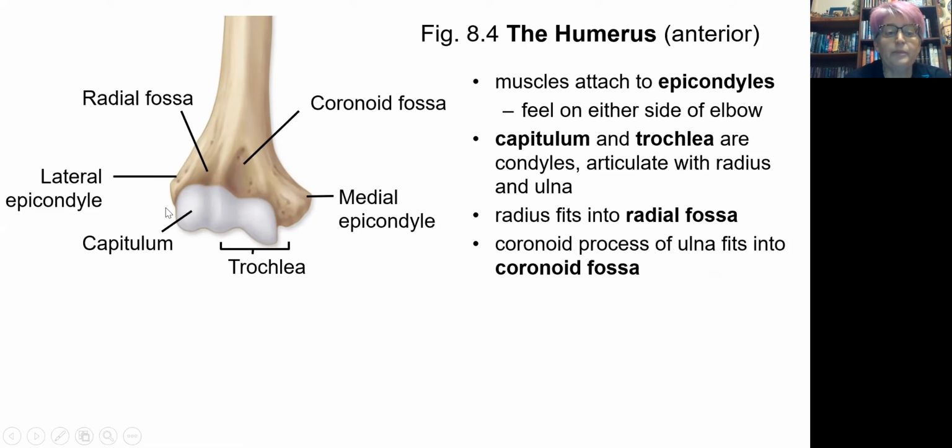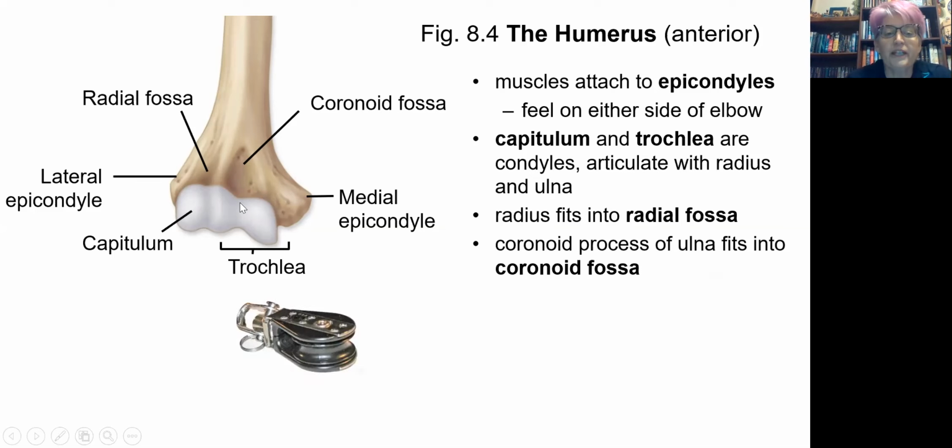So this one is the capitulum, it's on the lateral side. The radius is going to articulate with the capitulum. And when your elbow is bent, the head of the radius fits into this radial fossa. So that'll make sense. On this side, we have the trochlea. The trochlea is, this whole thing is one condyle that has a groove in the middle. And that groove is going to accommodate the coronoid process of the ulna. So when you bend your elbow, that coronoid process of the ulna is going to fit into this coronoid fossa.